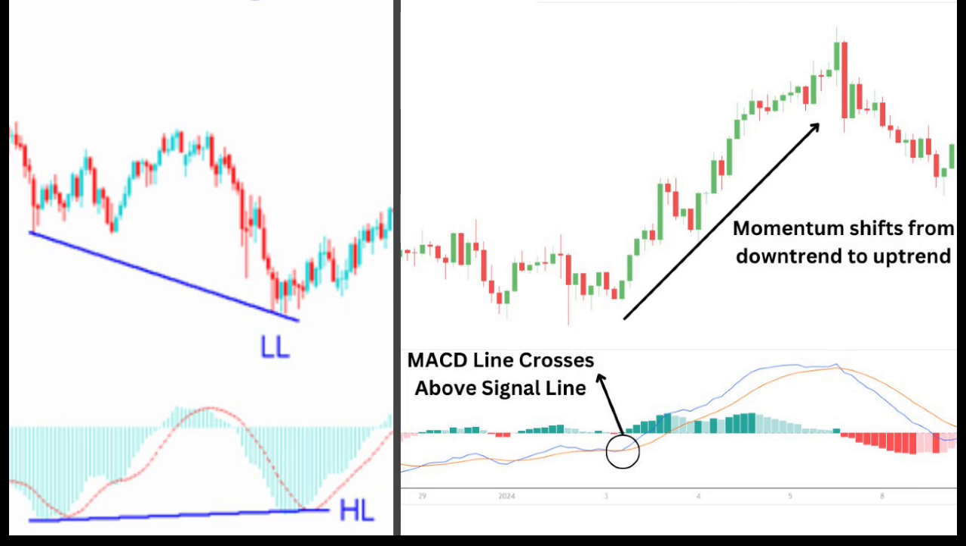Step 3. The key signal, histogram momentum shift. Don't wait for the full crossover. Watch the histogram. In an uptrend pullback, the histogram will be negative, below zero. We want to see it start to rise while still negative, showing selling momentum is decelerating. This is our early warning. Step 4. Confirm with signal line crossover. As momentum turns, the MACD line will then cross above the signal line. This is our entry confirmation.